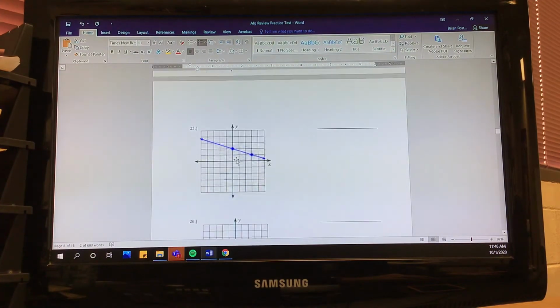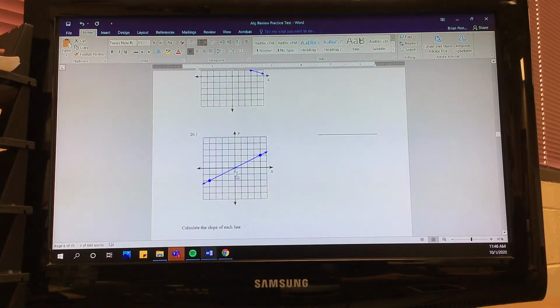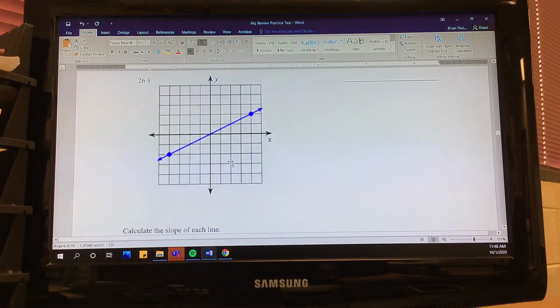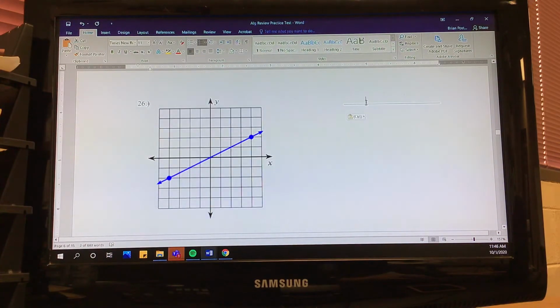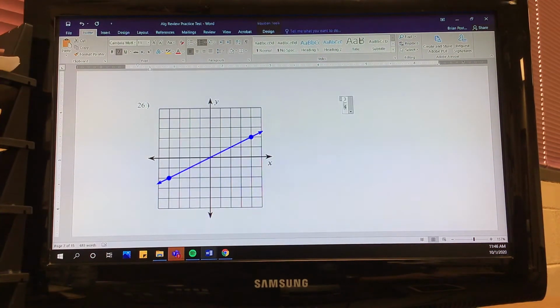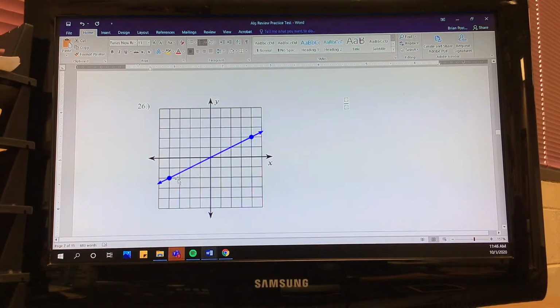The way that this is going to work, I'm going to go down here. Let's do 26. It is rise over run. This is a fraction. I'll put it up here. It is a fraction. That's not the answer. Remember to keep your answers in improper form if they are improper.